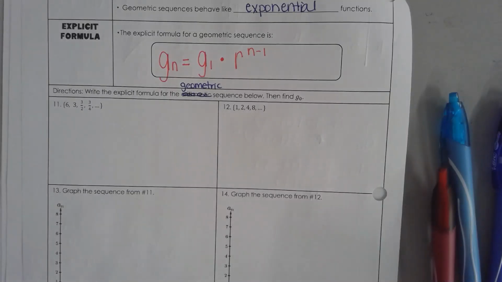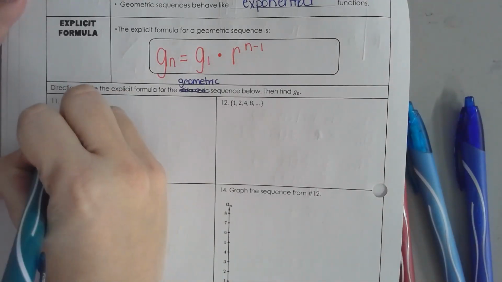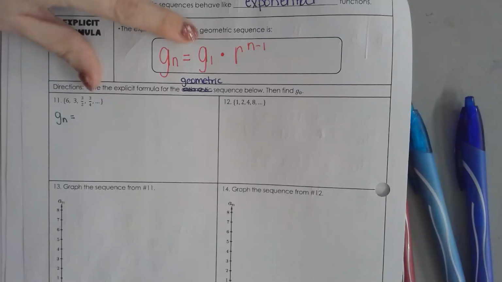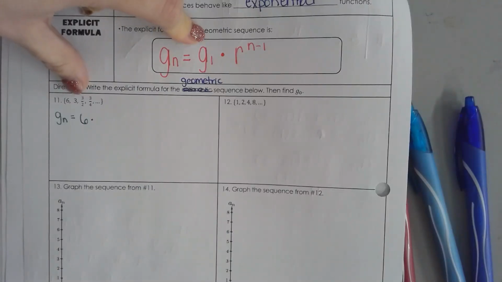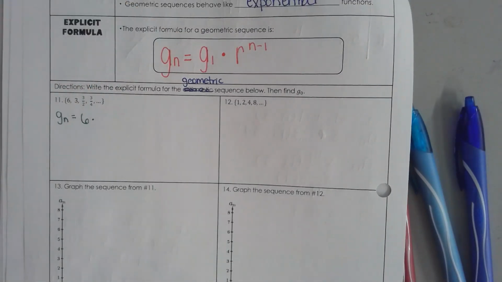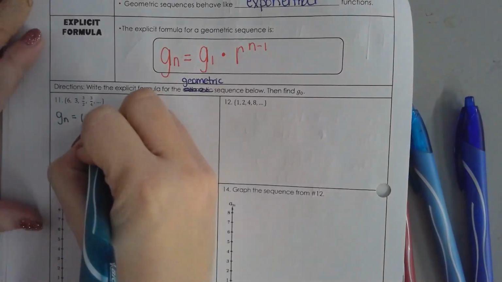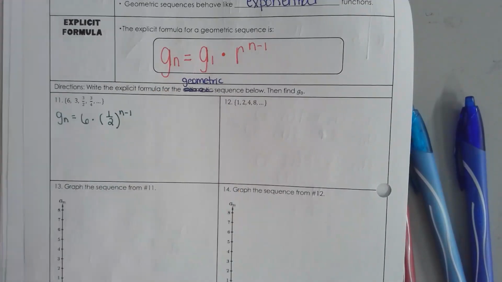So, formula, G_n equals, what is my first term? 6. What is my ratio? What am I multiplying by? 1/2. Notice you're dividing by 2, but we don't talk about it in terms of dividing by. We multiply. So dividing by 2 is the same as multiplying by 1/2, and then n minus 1 goes in the exponent.